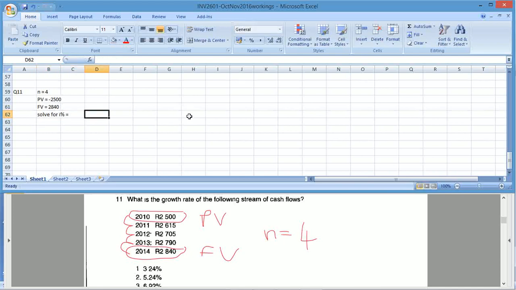Right, so on your financial calculator, in here 4 years, PV negative 2500, future value 2840. Solve for the I comes out to 3.2391886662. Okay, so that's 3.239, which you round off is 3.24, which is option 1.